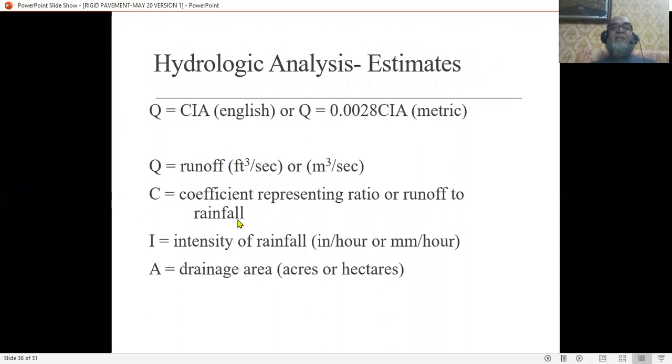C is the drainage coefficient, which depends upon the area. Usually it can be as low as 0.2 and as high as 0.9, depending upon the materials surrounding your pavement. Then there is I, the intensity of rainfall, in inches per hour or millimeters per hour. It varies from area to area. And A is the drainage area, in acres or hectares. We estimate the water that is coming onto the pavement.